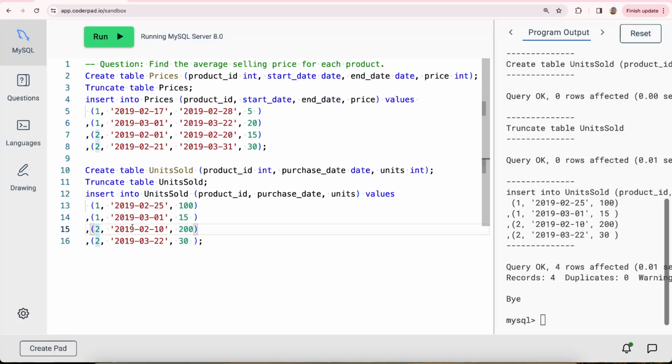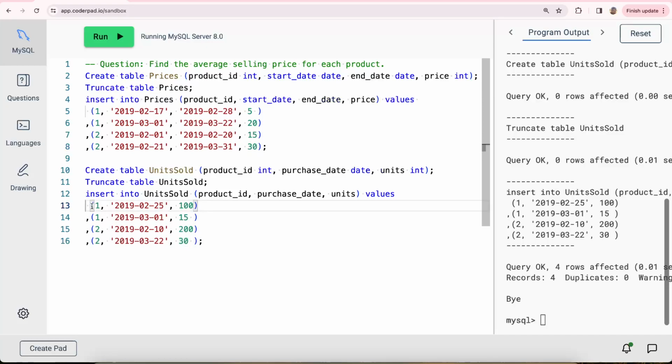Same for product 2. On Feb 10th, 200 units got sold. Feb 10 falls under the first criteria, between Feb 1st and Feb 20th, so the item price is 15. The units sold is 200, so it's $3,000. Same for March 22, which falls under the second bucket, which is $30. So 30 units at $30 gives $900 as the sale price. That's how you get the sale price for a particular product ID.